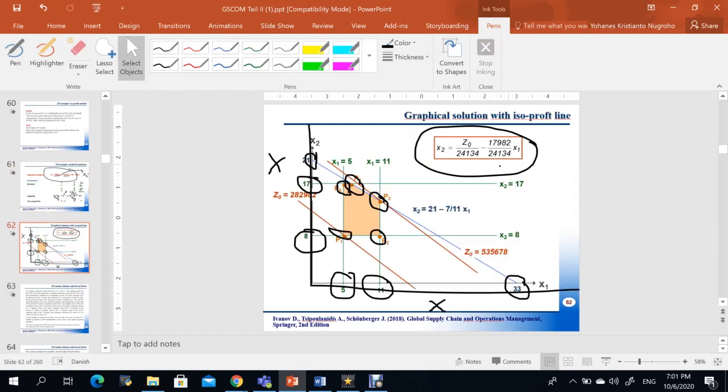Okay, yes, it is, and therefore we can put x1 x2 according to these 5 corner points and find z0, and the highest z0 will be chosen as the optimum profit, and we found from the example equal to 5 3 5 6 7 8.